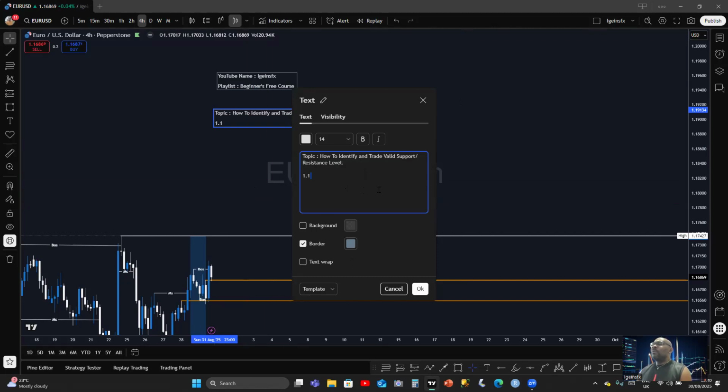So today, we are going to be teaching you guys how to identify a valid support and resistance level and also how to trade them. So we'll start with the support level.